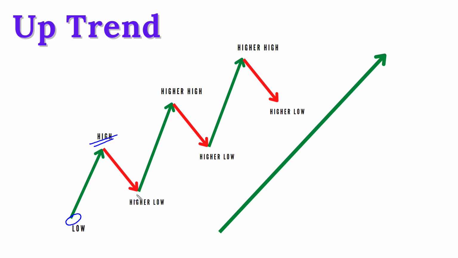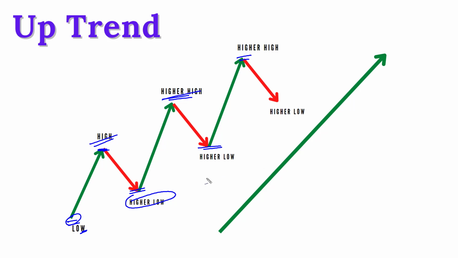That is, it formed a higher low. This is a low and the next closing low is higher compared to this low, and this high is higher compared to this high. So here if you see, it formed a higher low and higher high, followed by again a higher low and higher high. So this is called an uptrend.